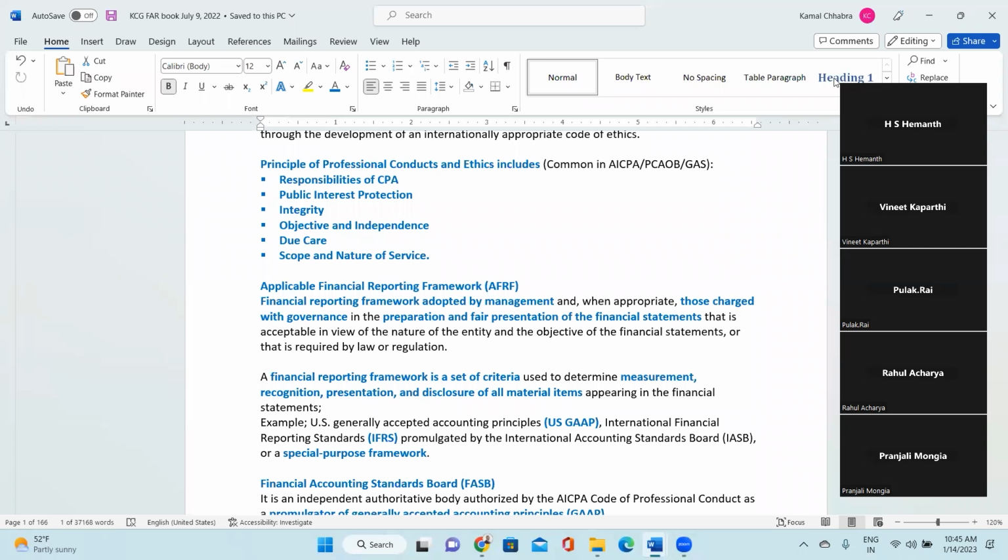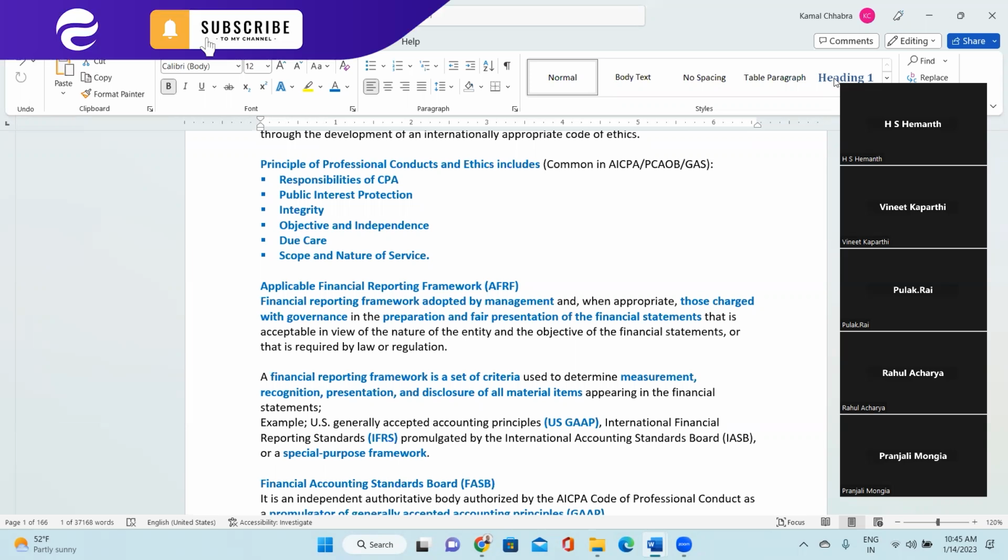Absolutely good. Sir, independence should be not under the influence of management. And he's working independently. If he's working independently, then only can he be unbiased. Yes, that is the reason objectivity and independence are together. Yep. Anything else anyone would like to add?